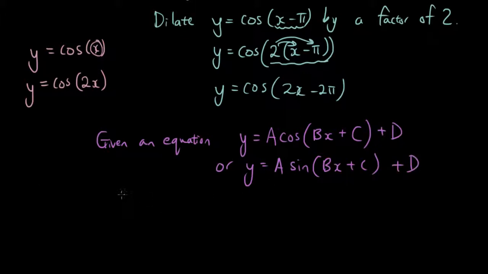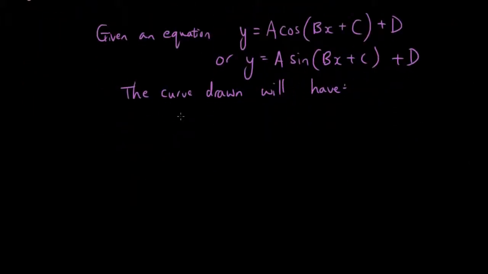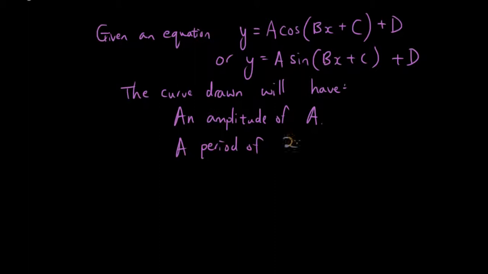Okay, the curve drawn will have an amplitude of a, and a period of 2 pi over b.